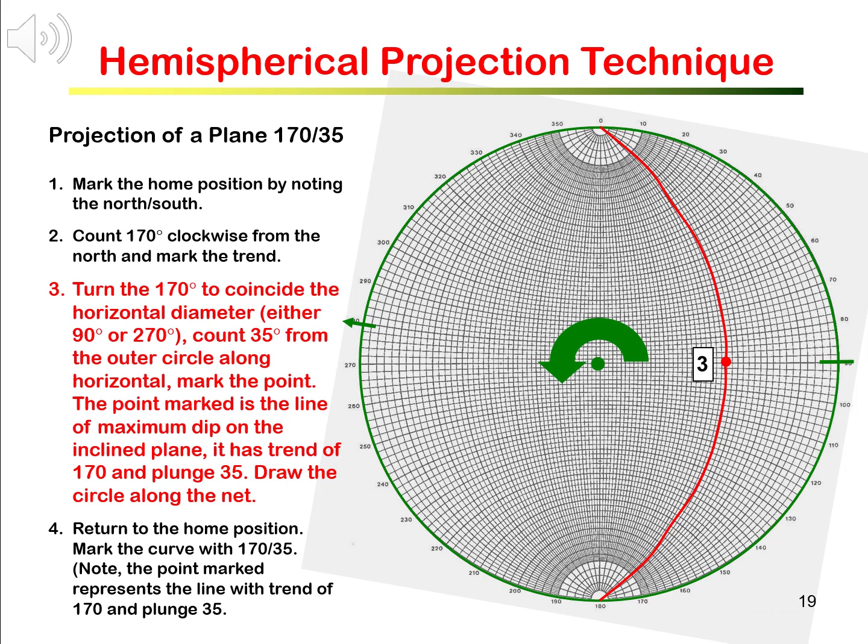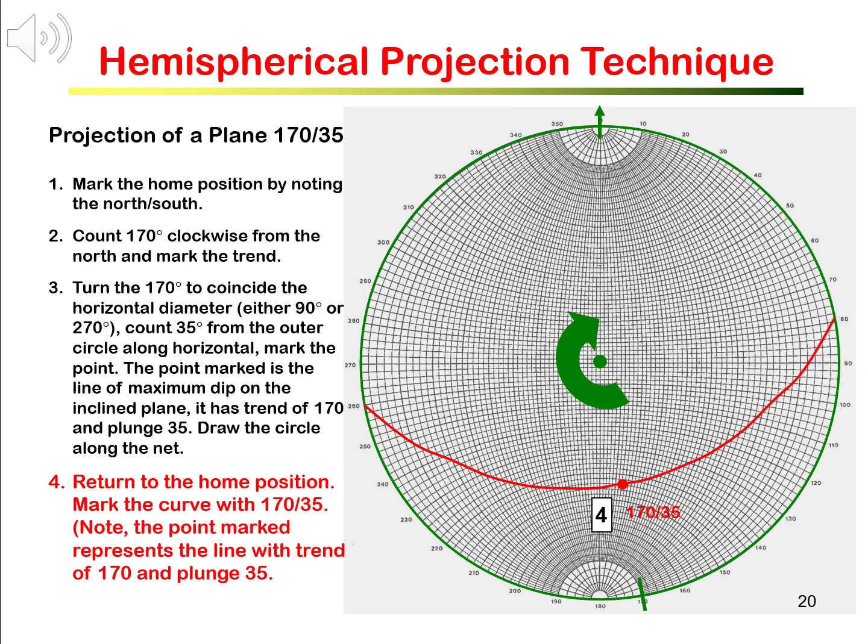This is the line of maximum dip on the inclined plane. It has the same orientation as the plane. We then follow the arc curve on the base net and draw the arc through the 170, 35 point. The arc curve is the plane with orientation 170 and 35.